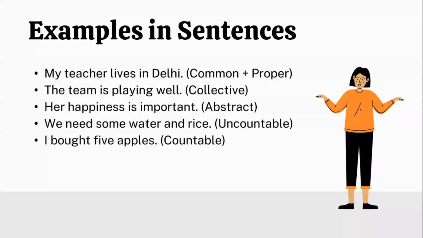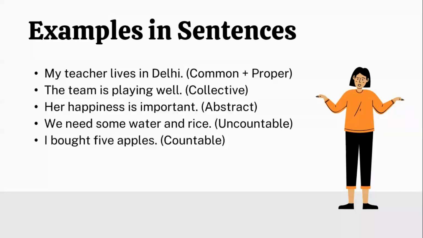Third option is, her happiness is important. So you have to find out the abstract noun. Where is the abstract noun? Here you can see that happiness. What does it mean? Happiness is a feeling, but you can't touch it, right? You can say happy, but you can't touch it. This is a feeling, so this is the abstract noun in this sentence.